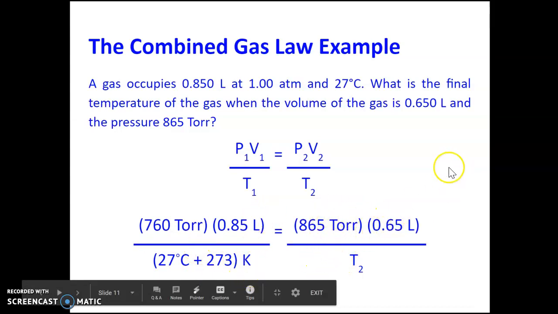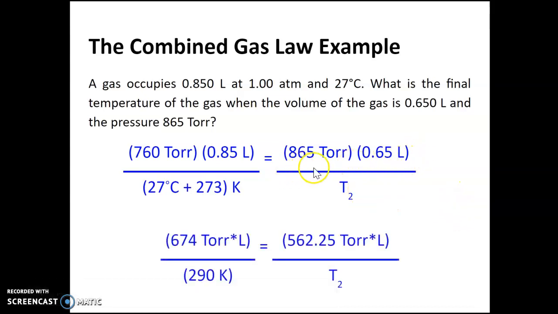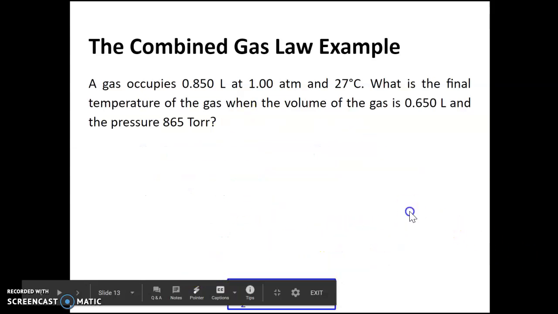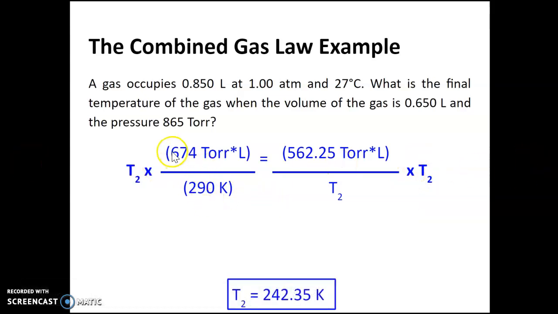Then 865 torr times 0.65 liters over temperature 2. This is another scenario where you need to multiply both sides by T2. I decided to simplify first, but you'll still need to multiply both sides by T2. So you can go ahead and simplify this. I've multiplied everything and added everything that needed to be added. Now I can multiply both sides by T2. There it is, and that's going to get that variable out of the denominator.